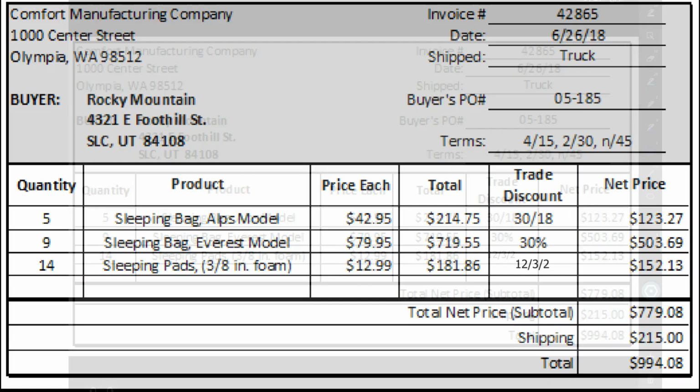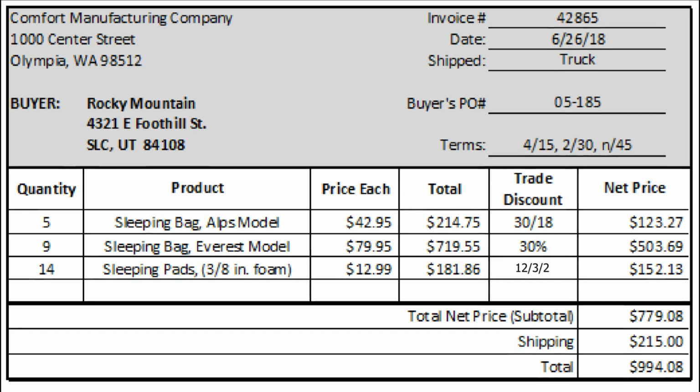If you print these out, then you will have these slides side by side and you'll be able to see them that way. Now, if you look at the invoice, there's several different things going on. Some of the things that are important are the date of the invoice, which is 6/26/18.